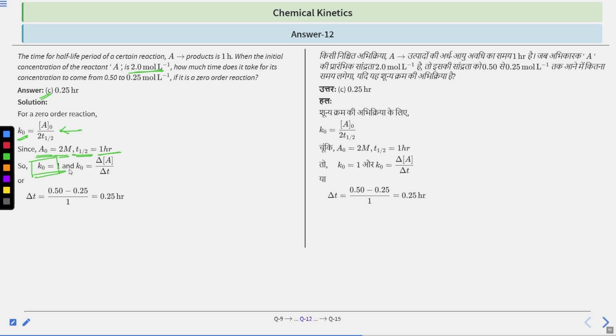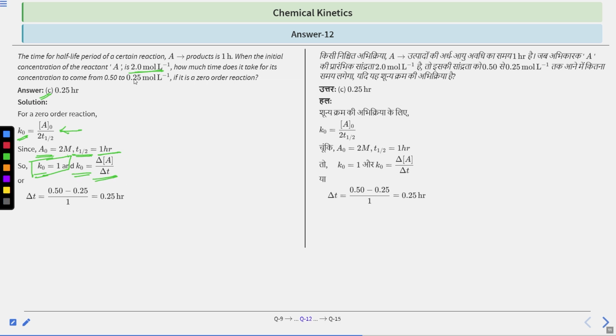And K naught is also equal to del A, the change in concentration, divided by del T, right? Because it is a zero order reaction, the rate constant is equal to the rate, and rate is equal to del A divided by del T, which directly equals K. Because for a zero order reaction, the rate, del A by del T, is equal to K. And from this, we can equate the given values and the K value which we have found out.